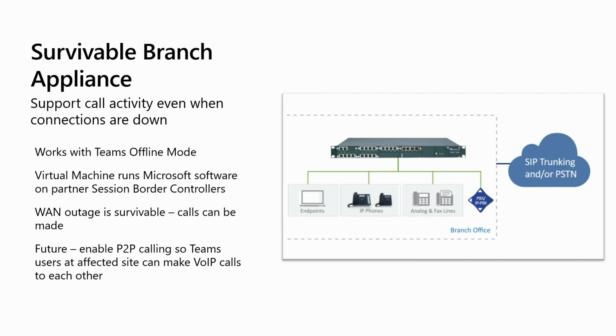So in this case, on the session border controller, we've asked our partners to add a virtual machine and provided them Microsoft software, which runs there and provides all of the capabilities of this survivable branch appliance, even when you've lost connection to the cloud. And like we said, even when the WAN outage is survivable, calls can be made. In the future, we hope to enable peer-to-peer calling so Teams users at affected sites can make VoIP calls to each other, even though they may not be able to call off-site.